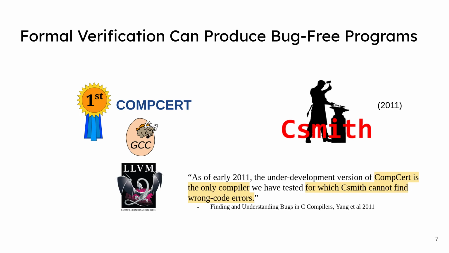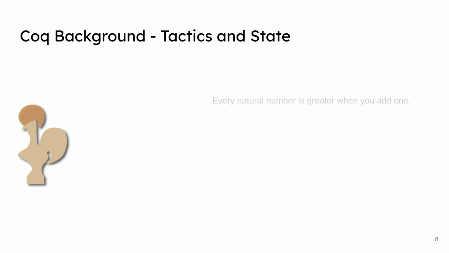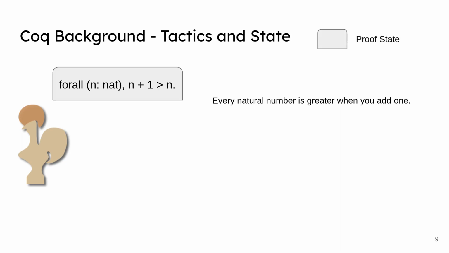This is great. So how do we actually make this happen? Well, CompCert is verified in this tool Coq. That's going to be the focus of a lot of our work here. So let's talk a little bit about how verification works in Coq. You start with something that you want to prove, like every natural number is greater when you add 1, and you translate it into a formal specification or a formal theorem.